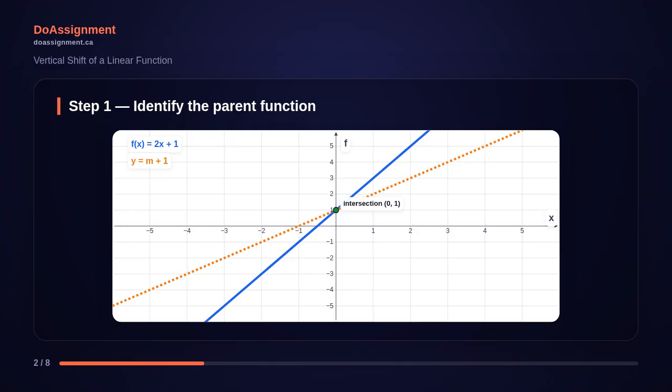We start with the parent function f of x equals 2x. In slope-intercept form, the slope is 2 and the y-intercept is 0, so the line passes straight through the origin.